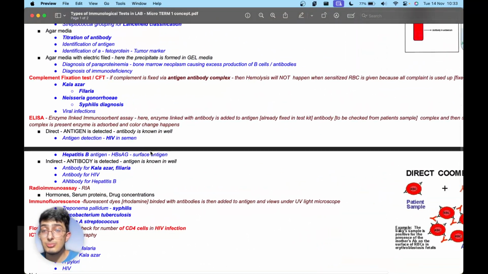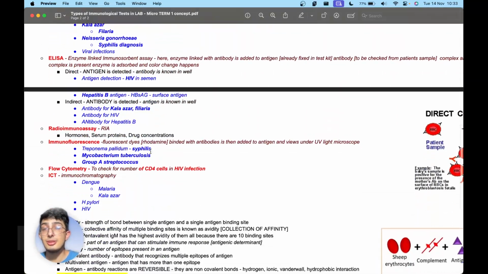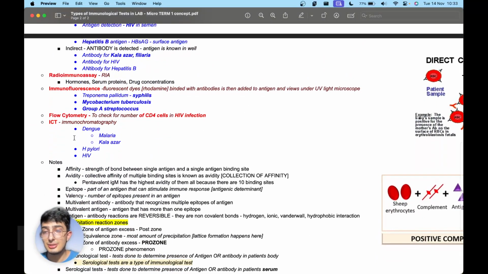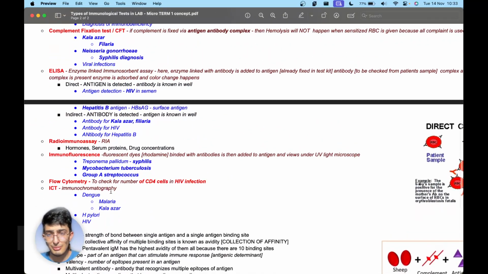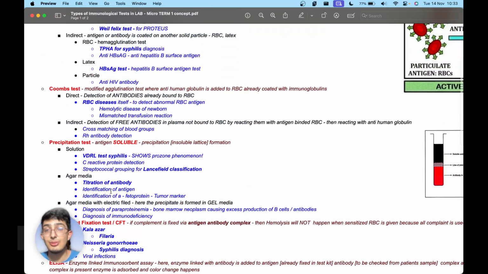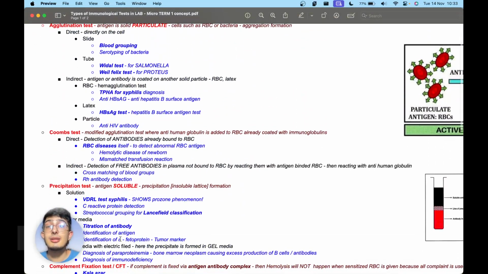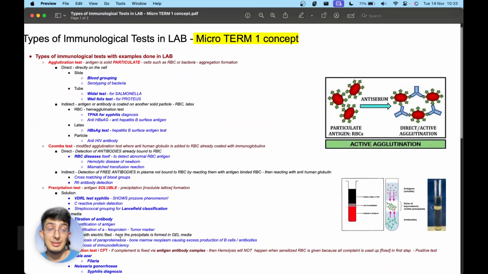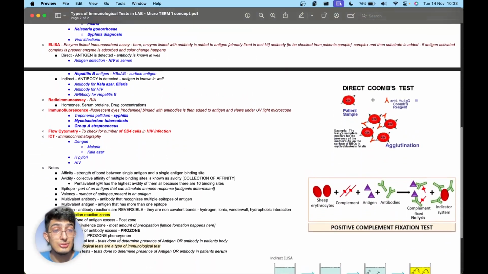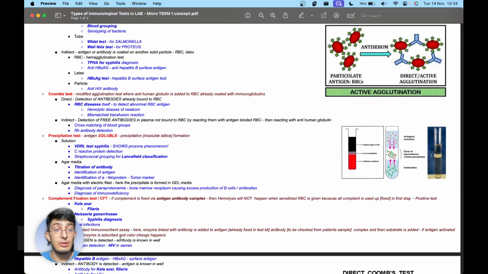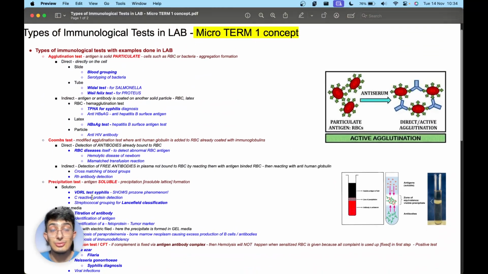So these are the most important ones. Apart from that, there are these other tests, flow cytometry and all of this. These are not as important. Just remember one example of each. But I hope I made these concepts clear, and I hope you understood something. It took me a lot of time to understand it myself.